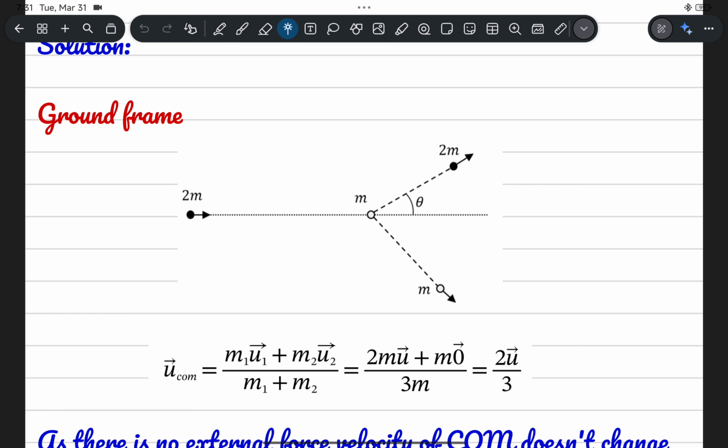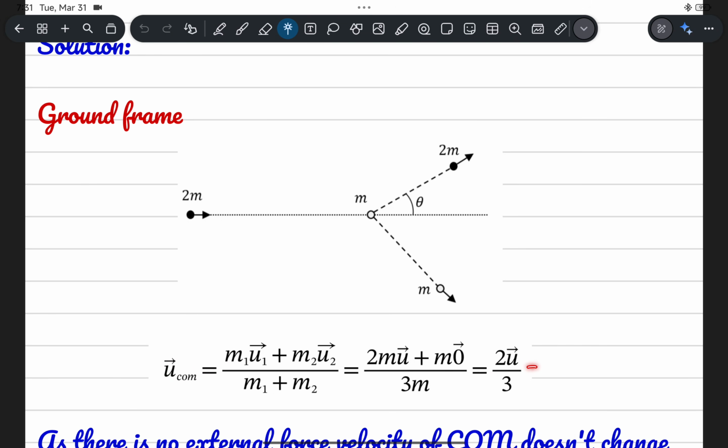So if I want the initial velocity of center of mass, I'm just using the center of mass velocity formula, m1 u1 plus m2 u2 by m1 plus m2. So u1, as we have taken it, is some u bar, and u2 bar is 0. I'm just writing it as 2m u bar plus m 0 bar. I kept this bar just to tell that this velocity is a null vector. So I got the velocity of center of mass as 2 u bar by 3.